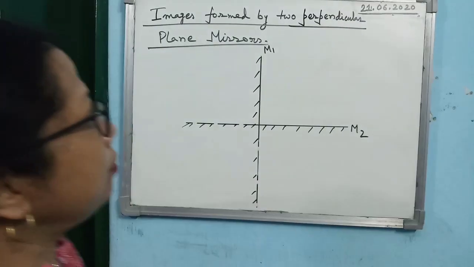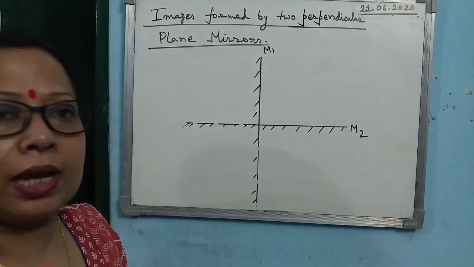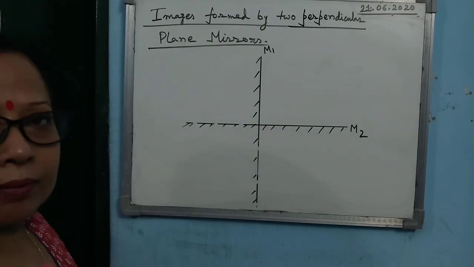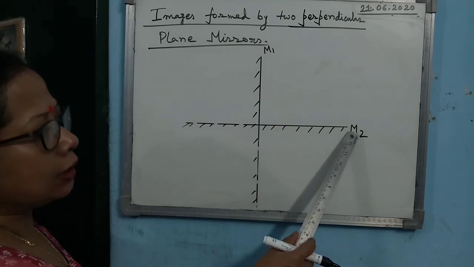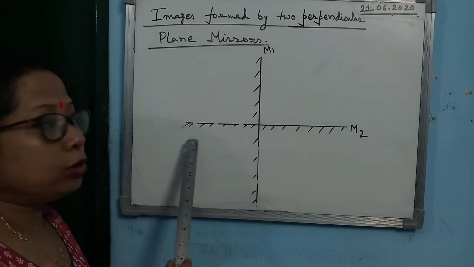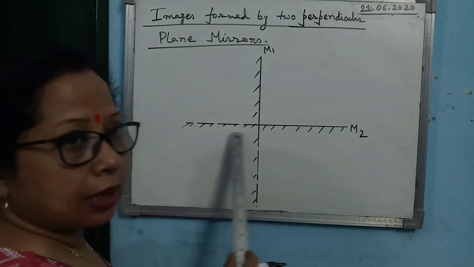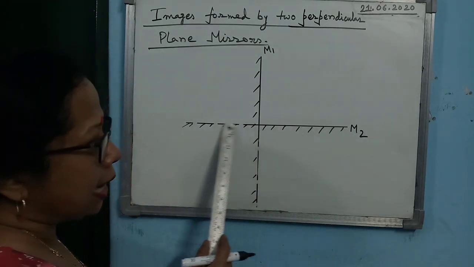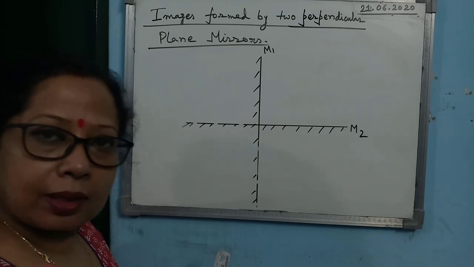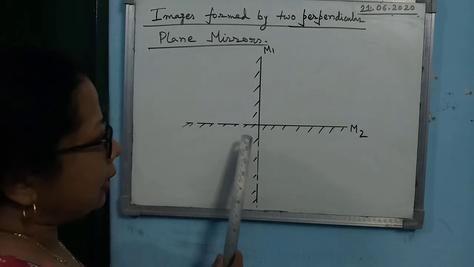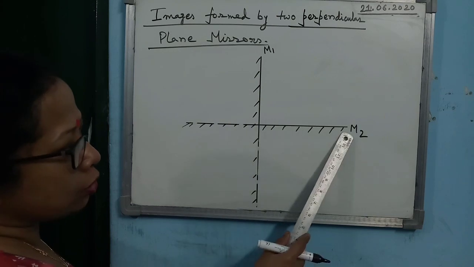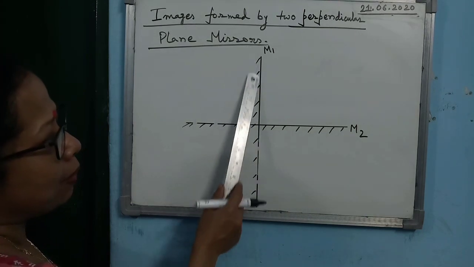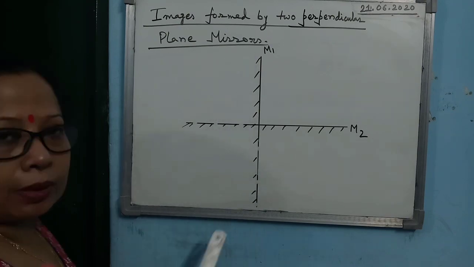Now, image formation by two perpendicular plane mirrors. What you will do is draw two perpendicular plane mirrors. When you draw the horizontal mirror, draw it along one ruled line, and you will get the advantage. I hope you have drawn it. First draw the horizontal mirror along one ruled line, then draw the perpendicular, or vertical, mirror.